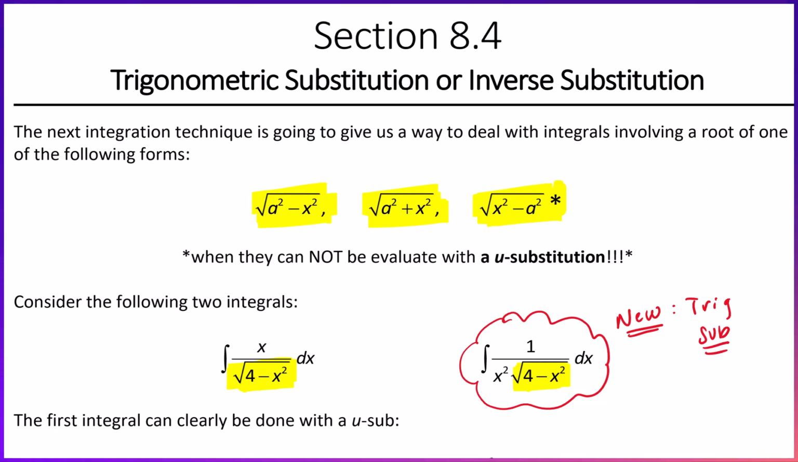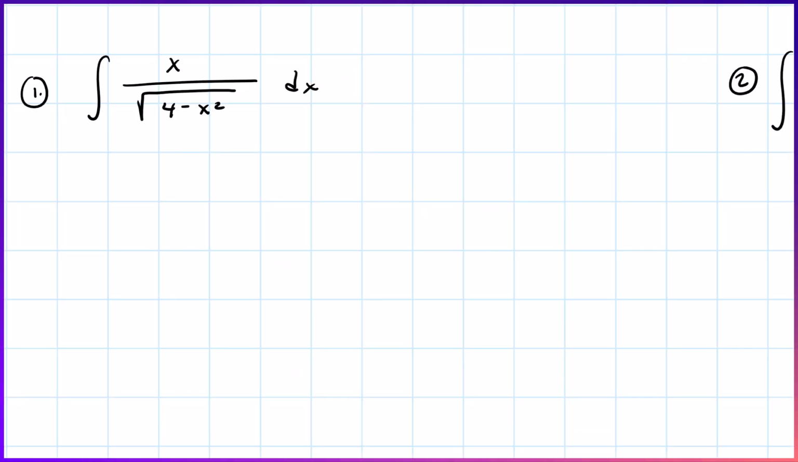But notice they both have that same root, but before we get into trig substitution, or inverse substitution, we want to check to see if we can just do a simple u substitution. So we do always want to remember that we have u substitution. Notice on this first integral, as we were talking about just a second ago, that we could use a u substitution. So if we let u be 4 minus x squared, then du is negative 2x dx.